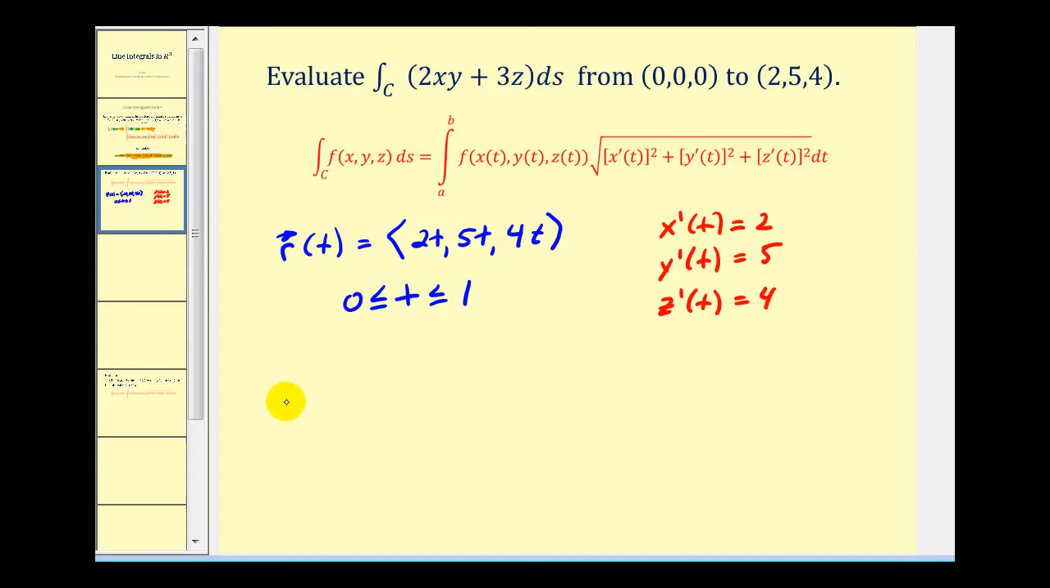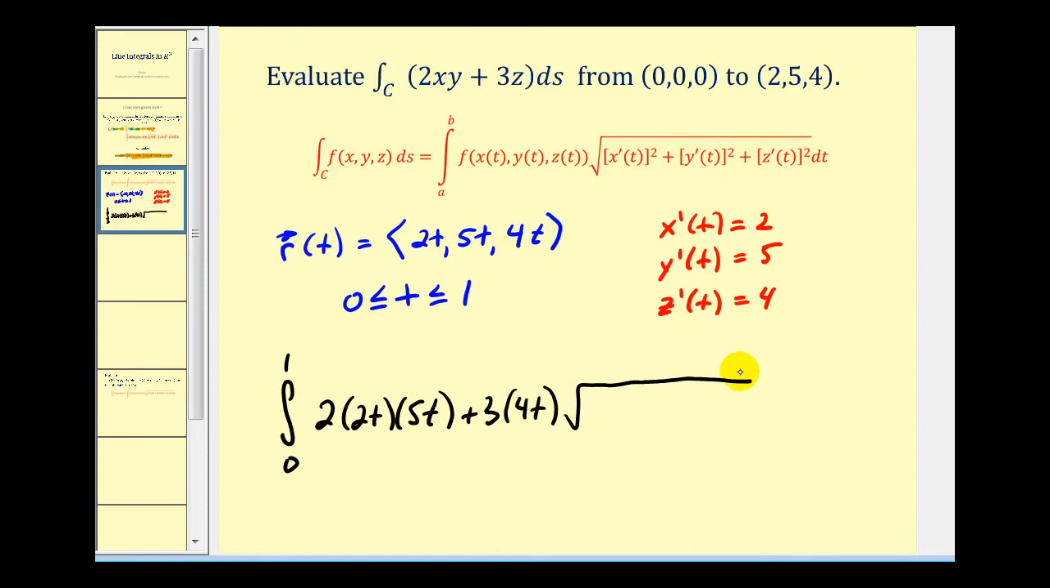Let's go ahead and set this up in terms of t. Limits of integration would be from 0 to 1. Now we're going to go ahead and rewrite the given function in terms of t. So we'll have 2 times x times y, so we'll have 2 times 2t times 5t plus 3 times z, which would be 3 times 4t. I'm going to multiply this by the magnitude of r prime of t. So we're going to have the square root of 2 squared plus 5 squared plus 4 squared dt.